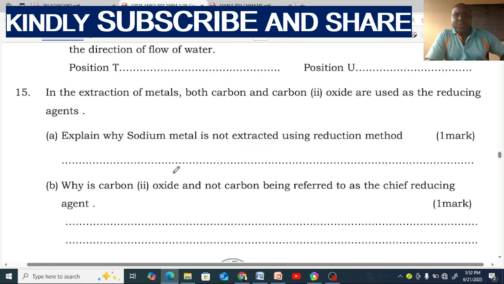In extraction of metals, both carbon and carbon monoxide are used as the reducing agent. Explain why sodium metal is not extracted using the reduction method. Remember, sodium is very reactive. Sodium is highly reactive, so it cannot be reduced by carbon. Carbon cannot reduce sodium because sodium is very, very reactive.